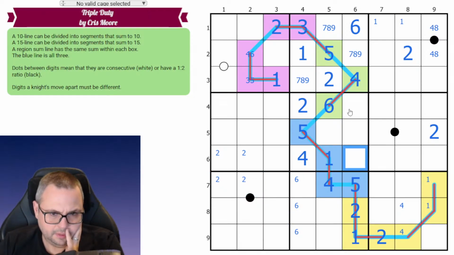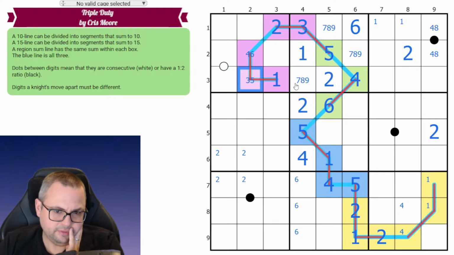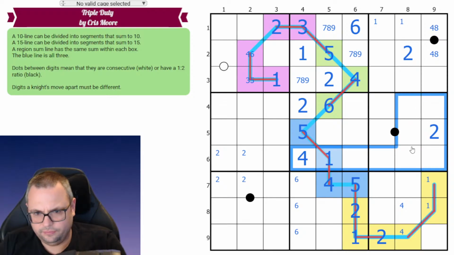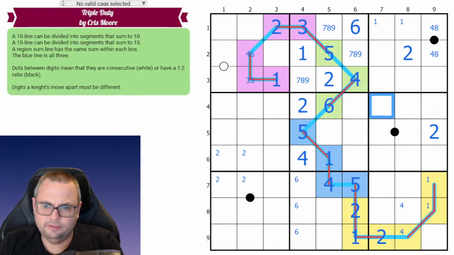The 8 in this row is in one of these two places. But who knows? I'm being told that places the box 6, 4. Yes, it does. The box 6, 4 is there. Very good.